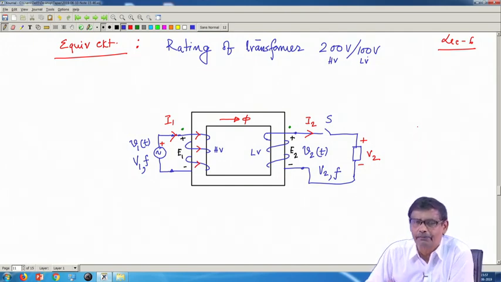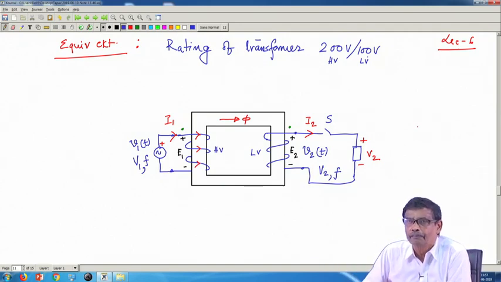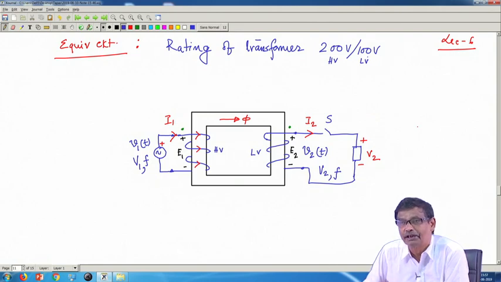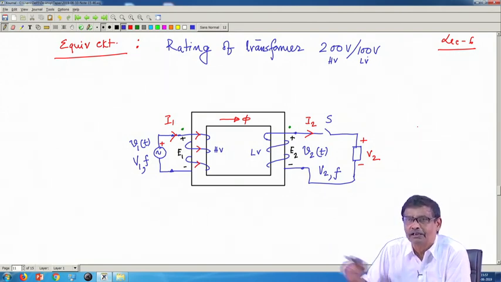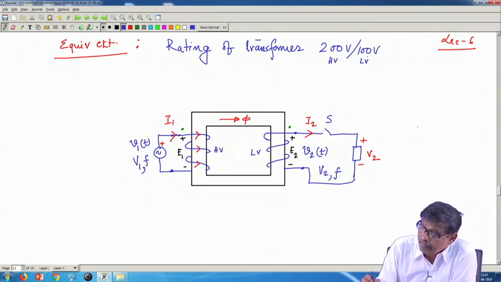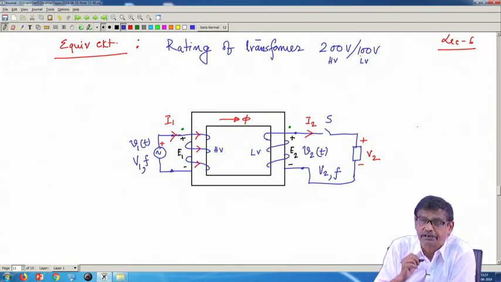Suppose 100 volt is available and you have this transformer, but you require 200 volt. Then there is no other way out: energize the LV side with 100 volt and get 200 volt to supply your load, or vice versa. So, these are called the voltage ratings.